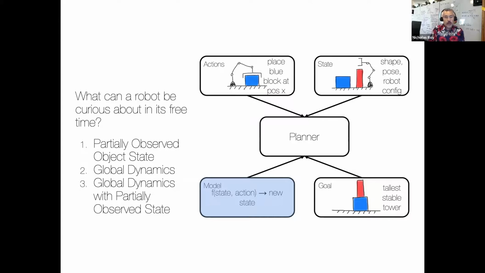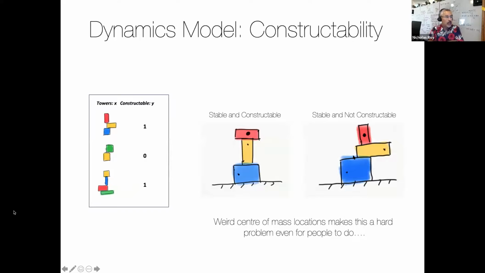And another thing the robot could be curious about is how do the dynamics of the world interact with the partially observed state. And so we're going to assume that we're existing in a world where we have some state and we can take actions and we can accomplish some new state. And our future goal might be to build a tallest stable tower, but we don't know what those goals are right now.